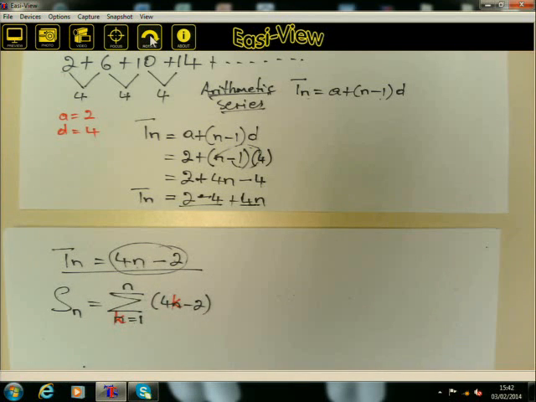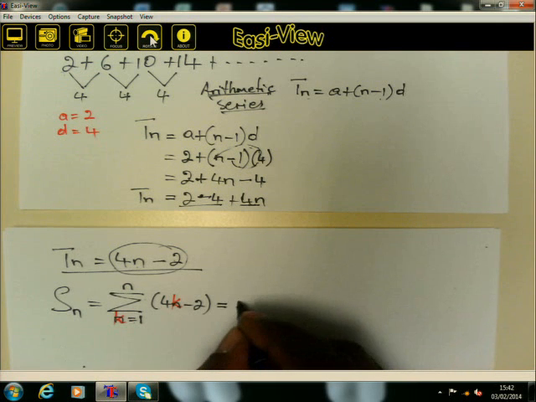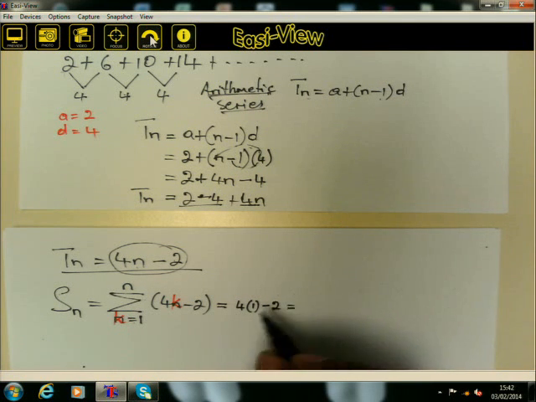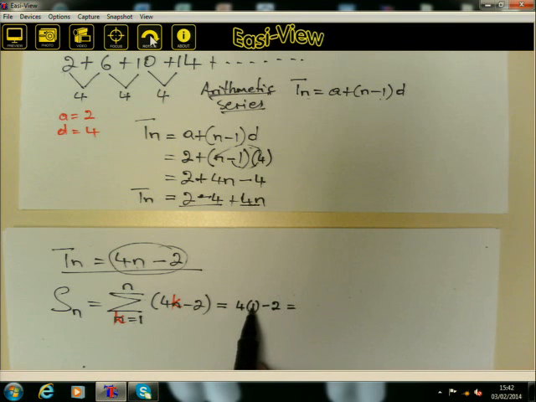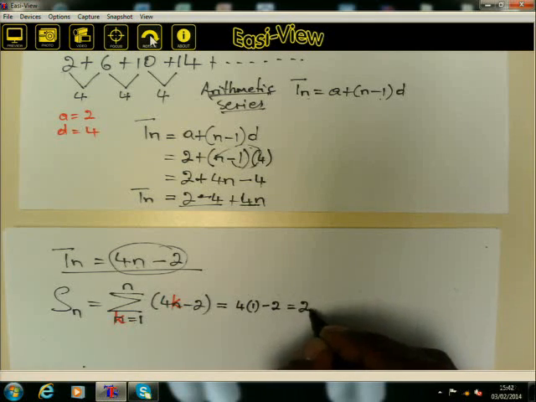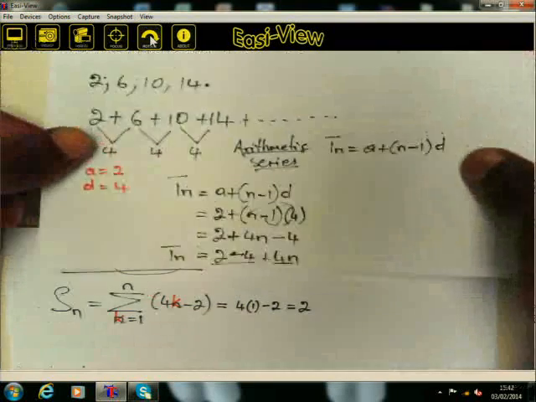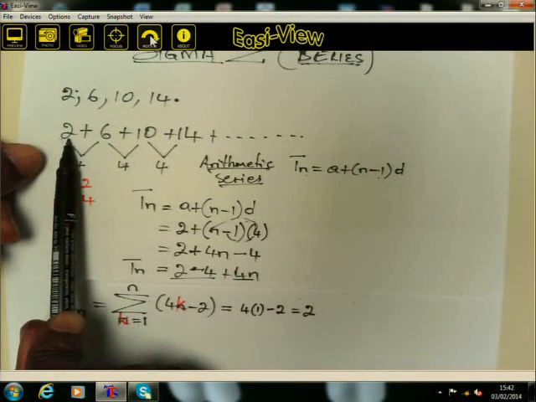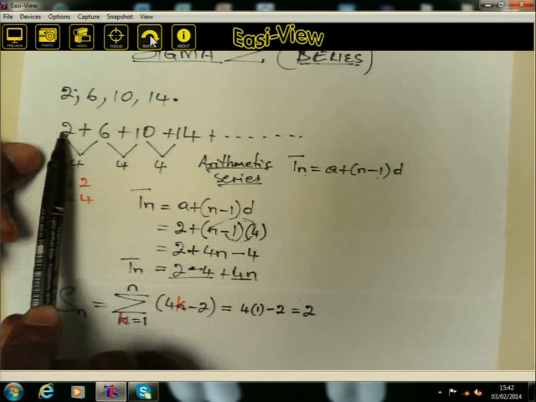And then let's check on that. Is it going to take us back to what we want? Then we look at it this way. When k is 1, it means we're going to have 4 multiplied by 1 minus 2. So this is equal to 4 times 1 is 4, minus 2, it gives us 2. In other words, we look at our series. The first term, when k is 1, we get 2 there.